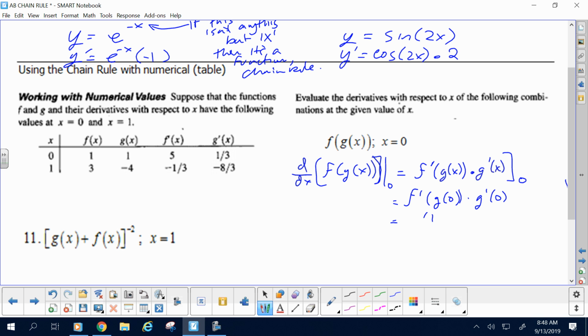That 1 now will need to be put into f prime. You follow? The other part of it is g prime at 0. What's g prime at 0? 1/3. Finally, I can find f prime at 1, and that is negative 1/3. Negative 1/3 times 1/3. Run it in for the touchdown. Don't fumble now. It is negative 1/9. You see? Try 11, please.